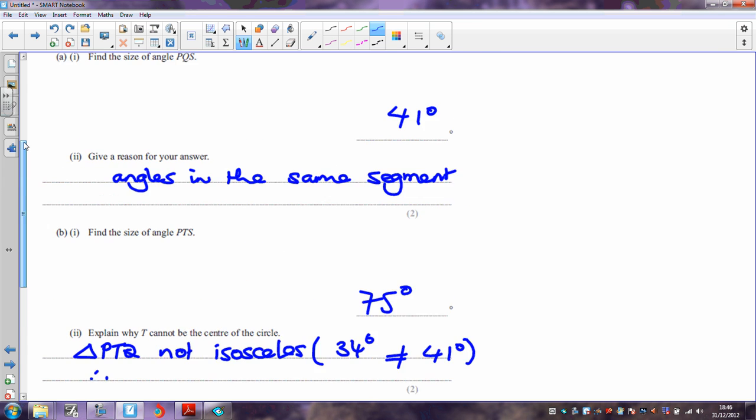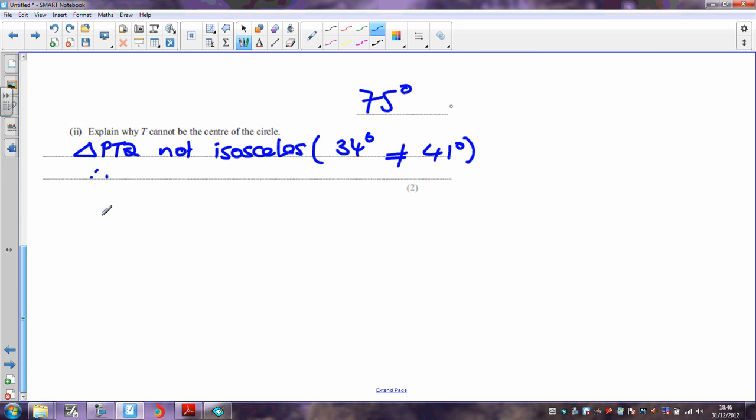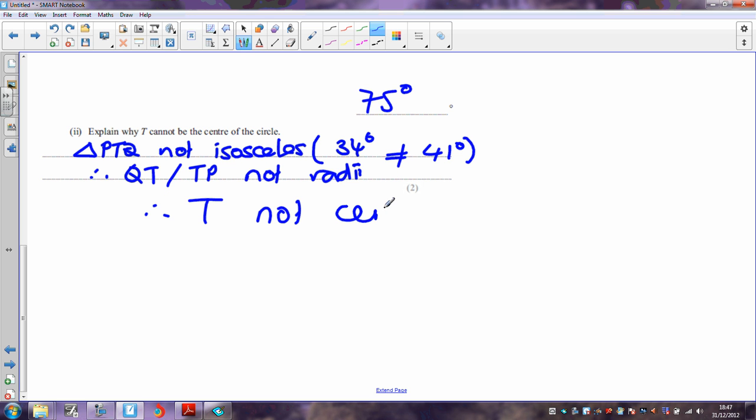Therefore, QT and TP are not radii, and if they're not radii, therefore T is not the centre of the circle. That's probably the easiest way of thinking of this question.